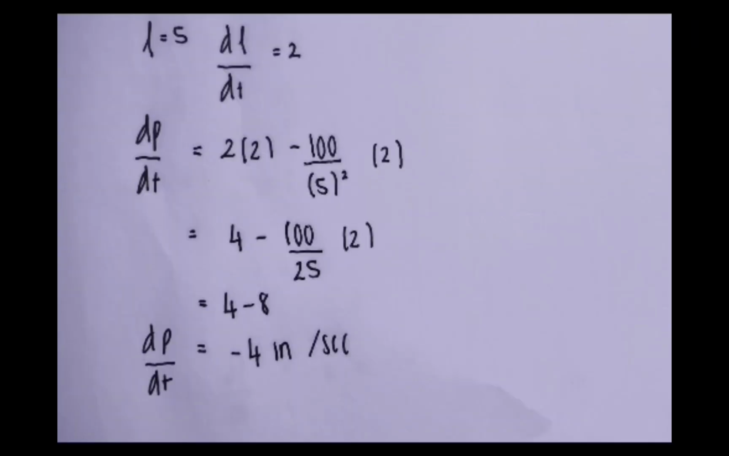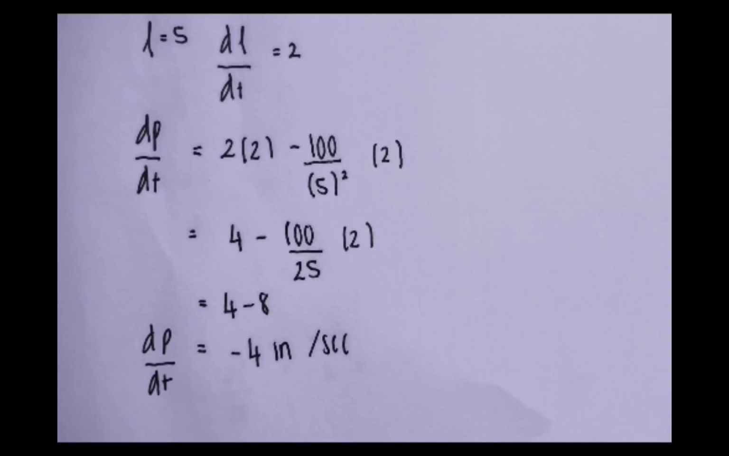Next, we need to substitute the information given, which is L equals 5 and dL/dt equals 2, into the equation. So substitute and then we will get the answer dP/dt equals -4. So that's all for question A.